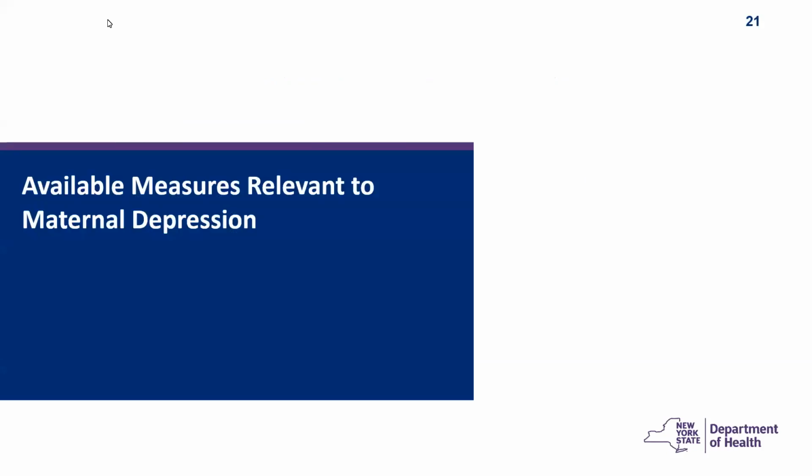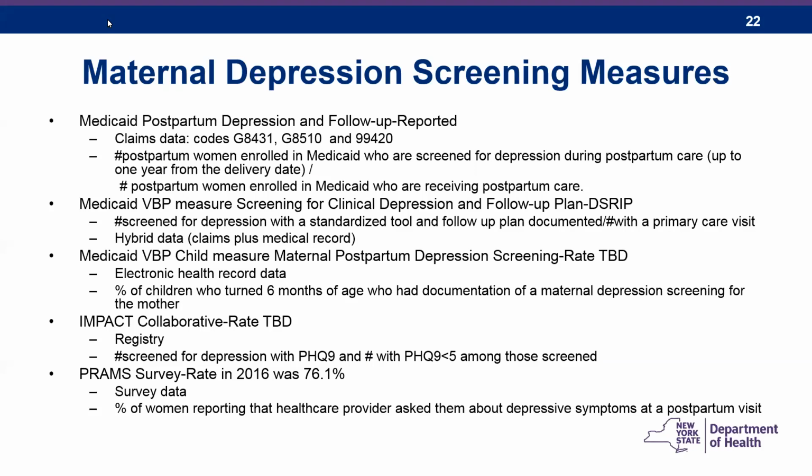And then this is the last thing, just a couple of measures, next slide, that are available currently that are being reported. Medicaid postpartum depression and follow-up reported from those codes we talked about, which reflects the number of postpartum women who are enrolled in Medicaid who are screened for depression during postpartum care up to 1 year after delivery. And then the denominator is the number of women enrolled in Medicaid who are receiving postpartum care. So you'll be missing women who didn't make it to a postpartum visit, although now, you know, we have access to data reported by pediatricians as well.